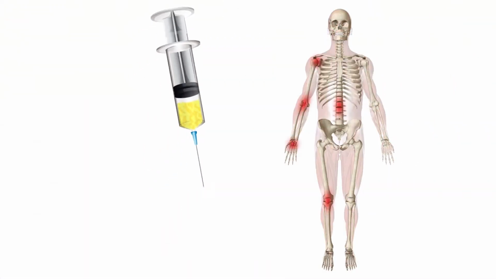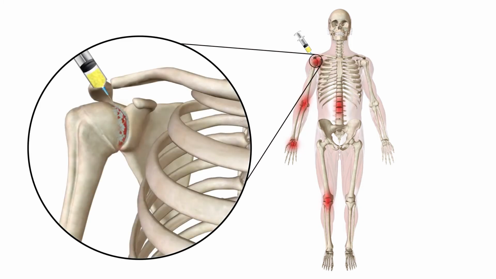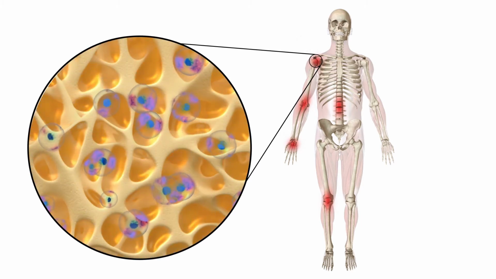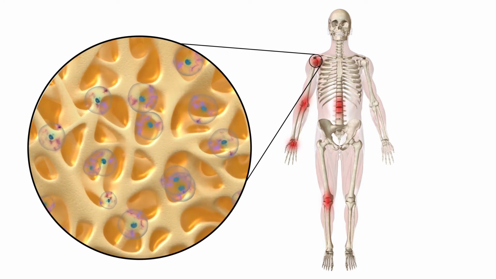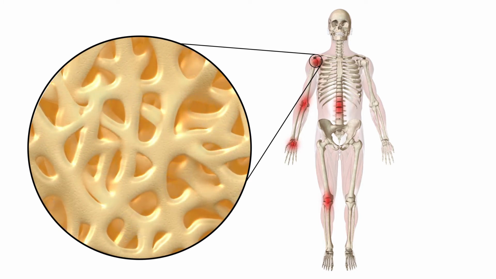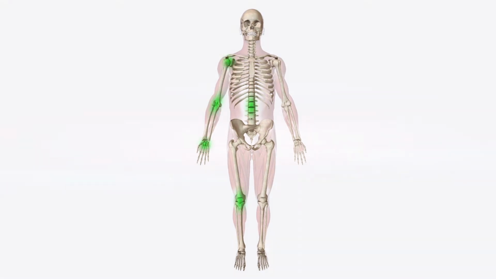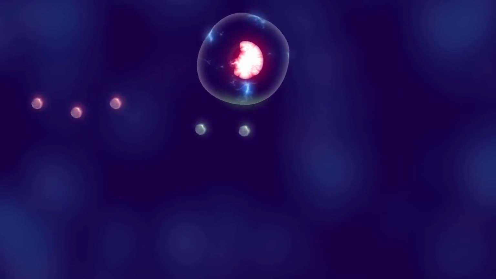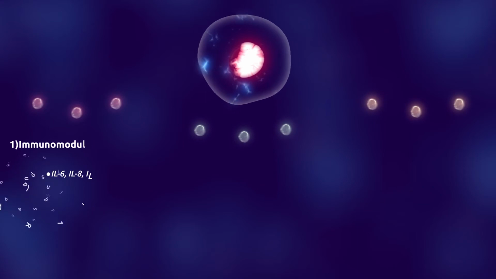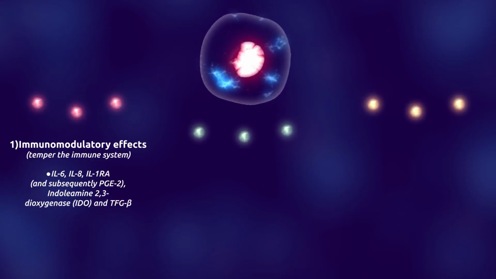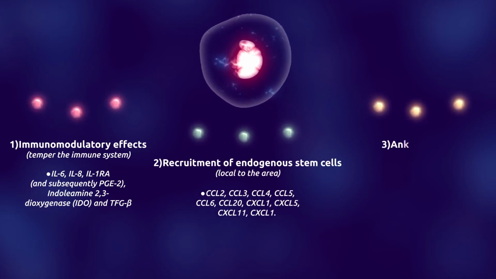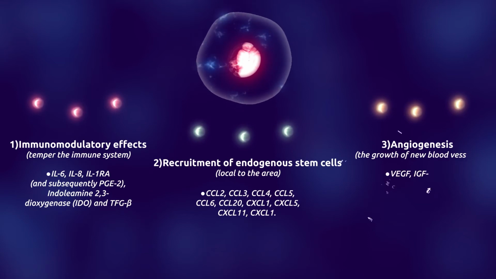Mesenchymal stem cells respond to inflammation, cell damage and death, cell malnutrition and infection with various factor secretions and exosomes. In particular, mesenchymal stem cells release paracrine factors which fall into three main categories. 1. Immunomodulatory effects, which temper the immune system. 2. Recruitment of endogenous stem cells, local to the area. 3. Angiogenesis, the growth of new blood vessels.